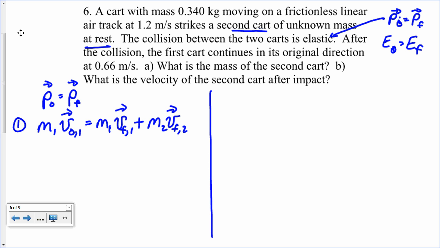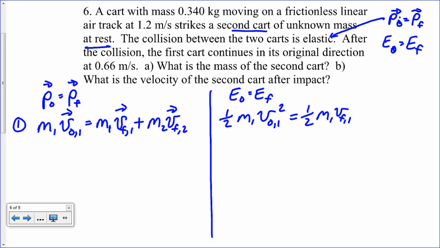My second equation is from the energy. E initial equals E final. All right, there's only kinetic energy involved here. So my first one is going to be 1/2 M1 V naught 1 squared. Remember, the second cart is initially stationary, so it has no energy. The final energy is going to be 1/2 M1 V final 1 squared plus 1/2 M2 V final 2 squared.